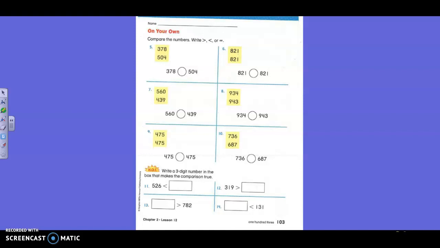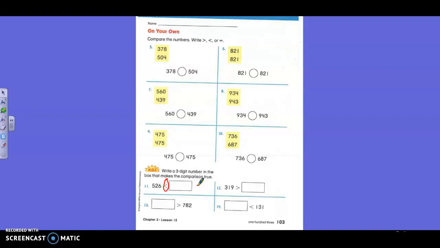Okay, so let's do this one real quick before you do the top on your own. You guys actually get to write in a 3-digit number of your own that makes the comparison true. Okay? So, 526. What is this saying? The number that we create has to be a greater number than 526.